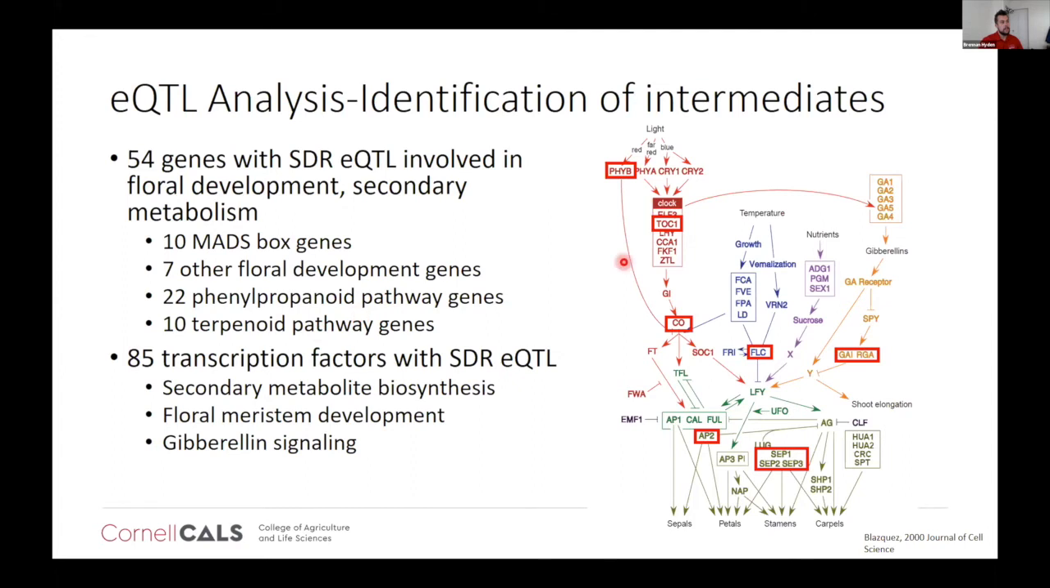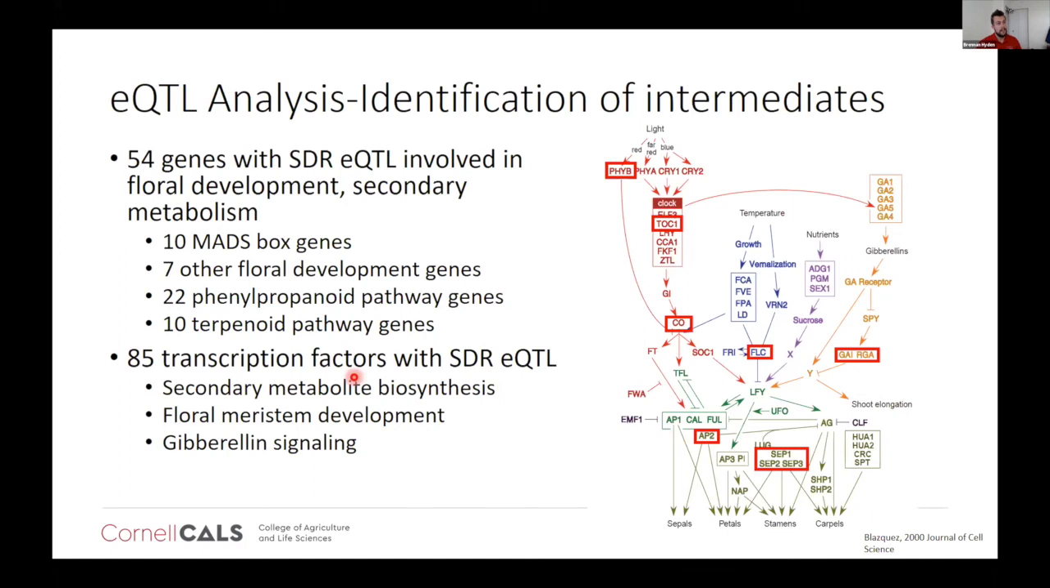And this figure here shows many of the flowering pathway genes and how they interact. I outlined in red the ones that we found have eQTL with the SDR. So these could represent entry points for the SDR to regulate floral development and in turn whether male or female flowers develop. We were also interested in transcription factors, so these can control the expression of many genes simultaneously.